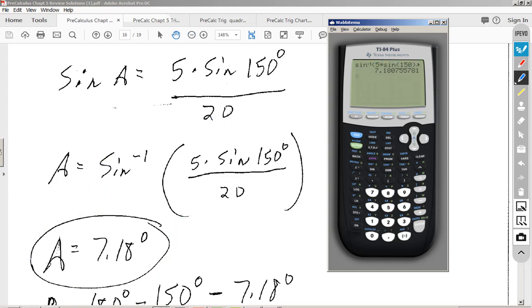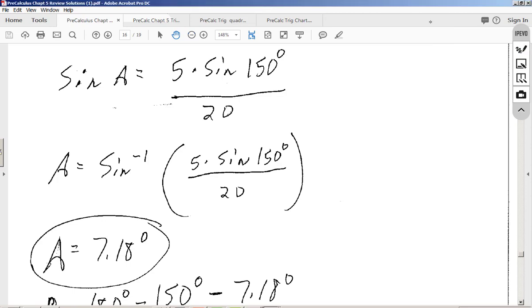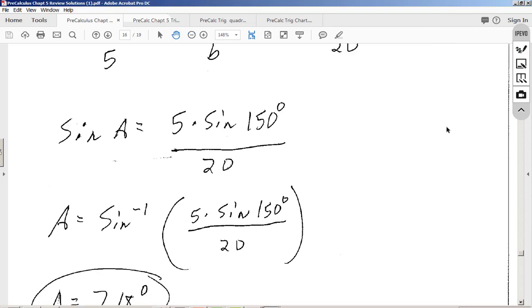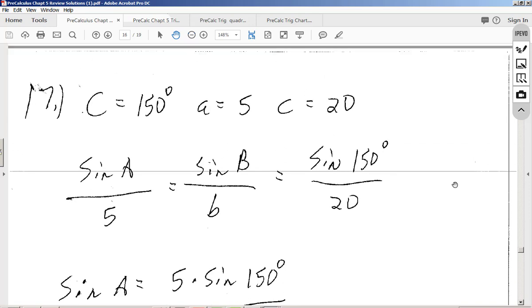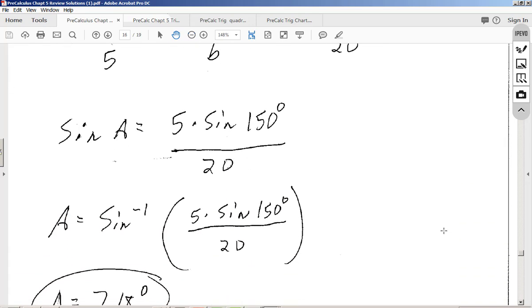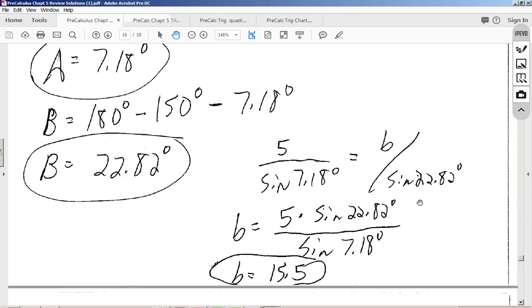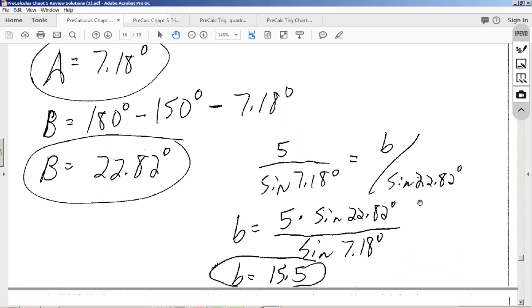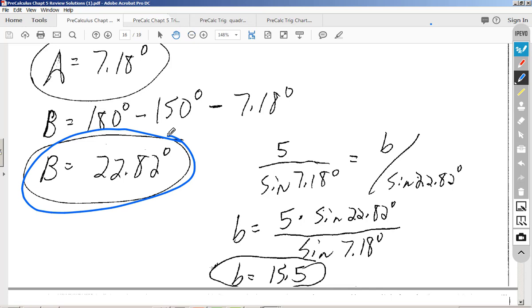Now at this point, to find that other angle, you just use the fact that you can subtract from 180. So I'm going to take my two angles. My one angle was 150, my other angle is 7.18. So if we subtract those, I get 180 minus 150 minus 7.18. That gives me my angle B, which is 22.82.